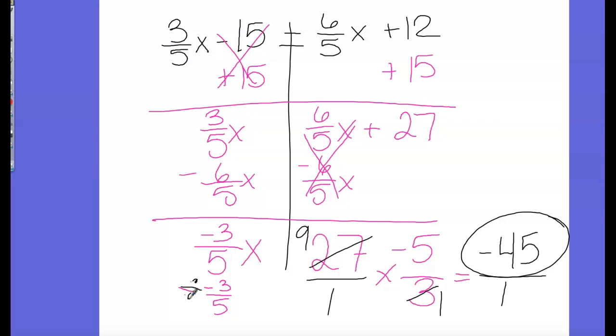This part, I at least want you to show this part. So on this side, I would just write divide by negative 3/5 if I type in my calculator, yes. Questions? Comments, concerns? Okay. All right, so let's see.